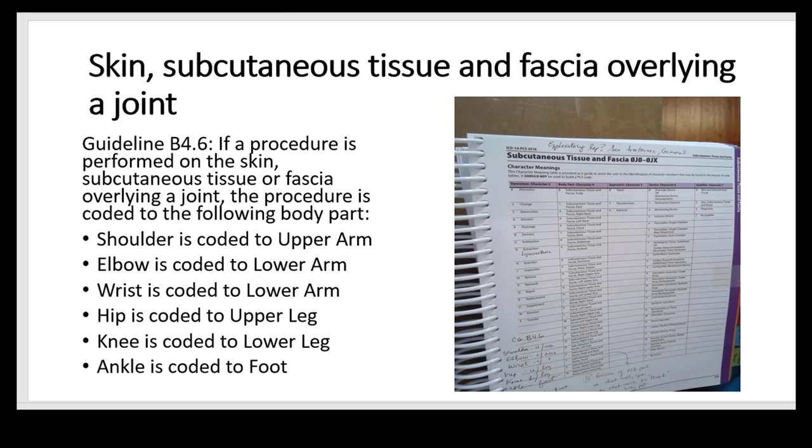Skin, subcutaneous tissue, and fascia overlying a joint. If a procedure is performed on the skin, subcutaneous tissue, or fascia overlying a joint, the procedure is coded to the following body part. These are just rules that we have to remember, and you can remember that they're either in your guidelines here, or you can write them in your code book, as you can see on the screenshot from my code book, where I have actually written them down at the bottom, of how they code shoulder codes to upper arm, elbow codes to lower arm. Because when you look at the body part values, shoulder, elbow, wrist, they're not there. So you have to actually use the body part value that the guideline is telling you to use.